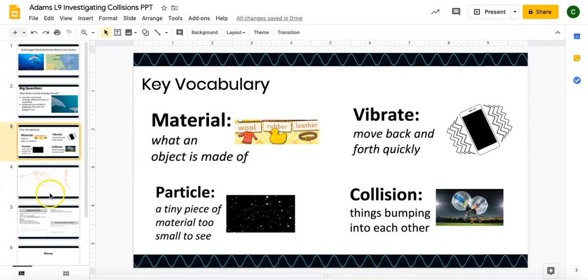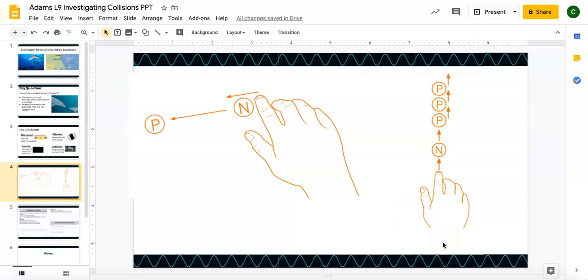Let's go ahead and get back to our slideshow. So here's a diagram of what we actually just saw in the coin experiment video.